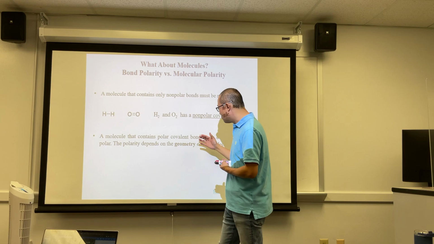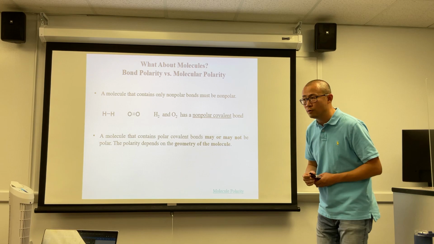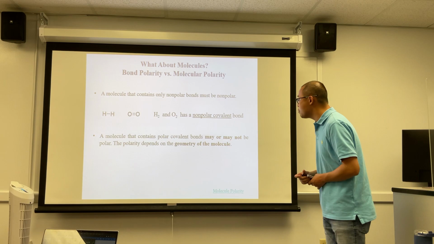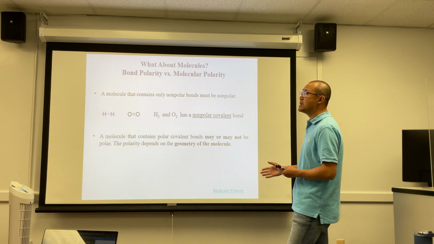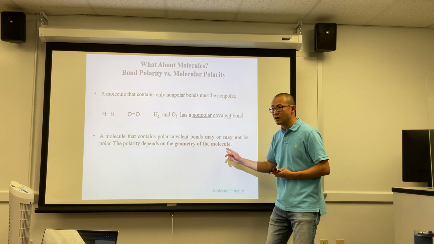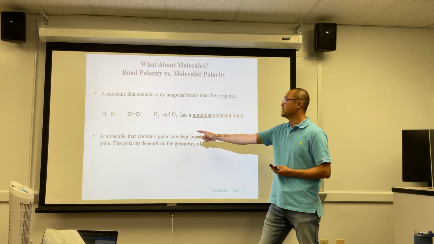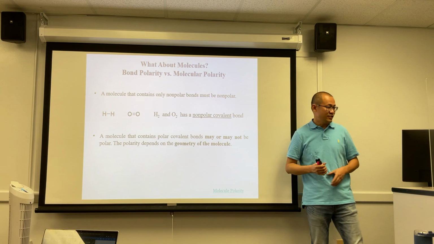When the molecule contains a polar bond, then the molecule may or may not be polar. That is going to be considered together with the geometry of the molecule. So not only do you need to consider the bond, we know it contains a polar bond, but you have to consider the what? The geometry. Let's take a look.